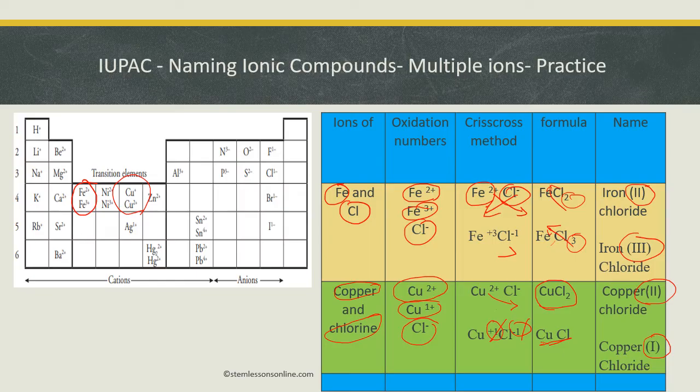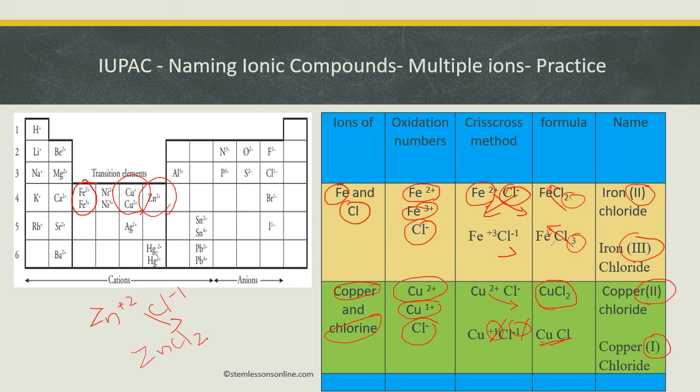That's the method we use for naming transition metals. But if the transition metal has only one charge, we don't have to indicate it because there is no confusion in that case. So let's see one example: zinc, which has a +2 charge, combining with chlorine with a -1. We can crisscross that, so it will be ZnCl2.